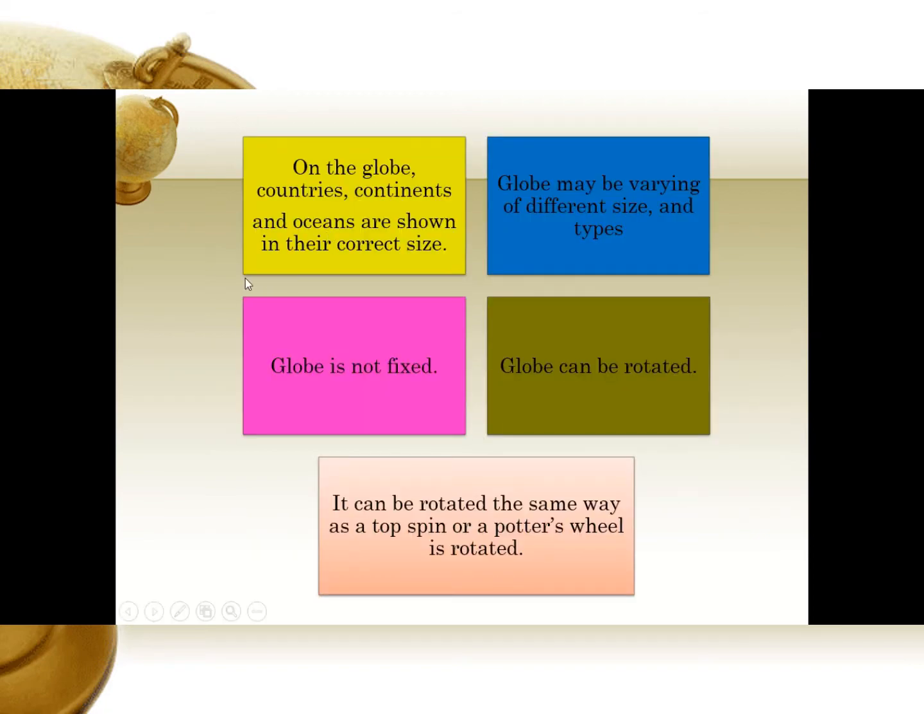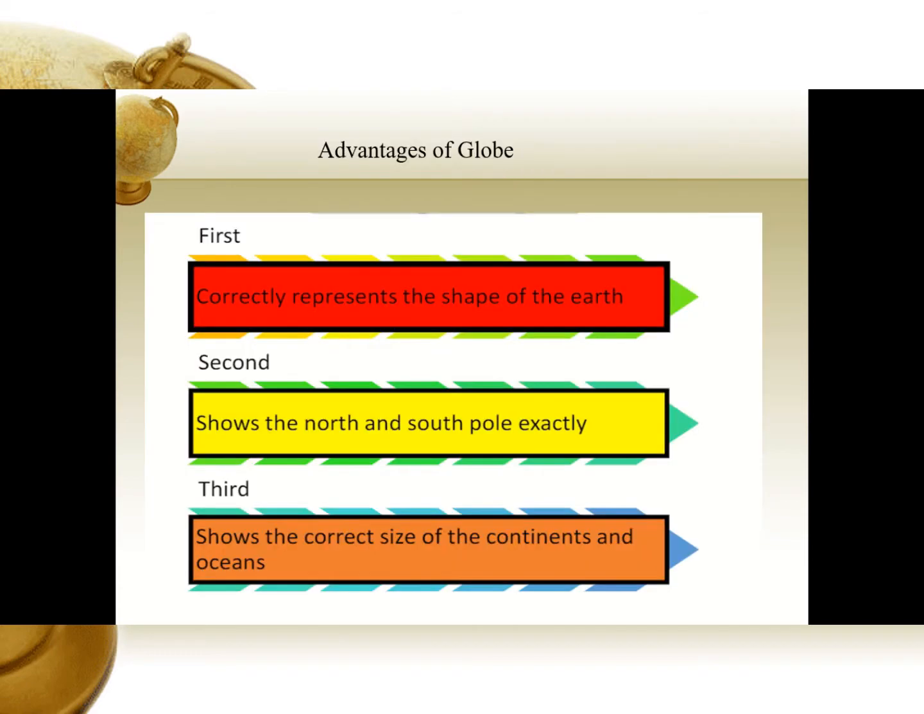We can locate countries, continents and oceans of different sizes on the globe. Globes can also be of different sizes and types. A globe is not related only to the model of Earth. We have evidence that we also created models of celestial objects, like whatever things we can see in space, we have a globe for that also. A globe is not fixed. It can be rotated, the same way as a spinning top or a potter's wheel is rotated.